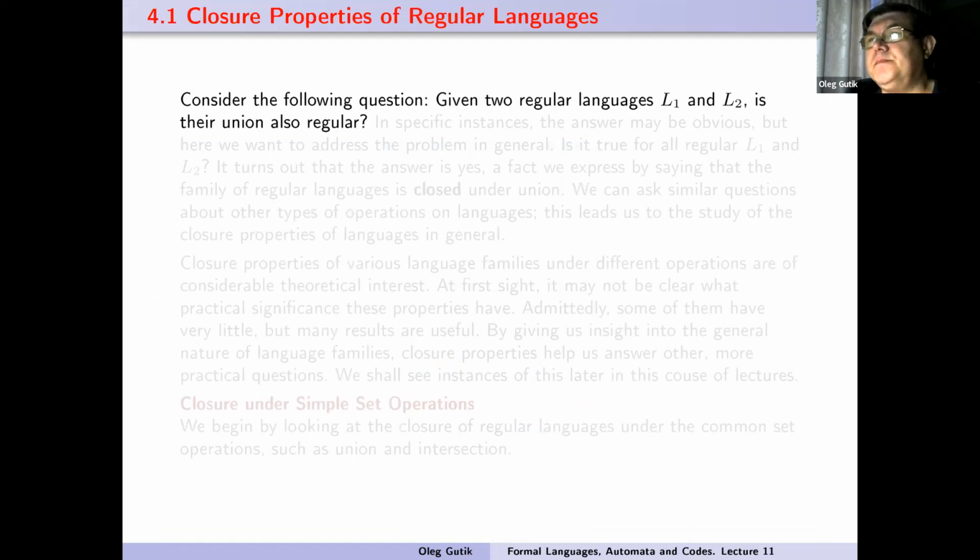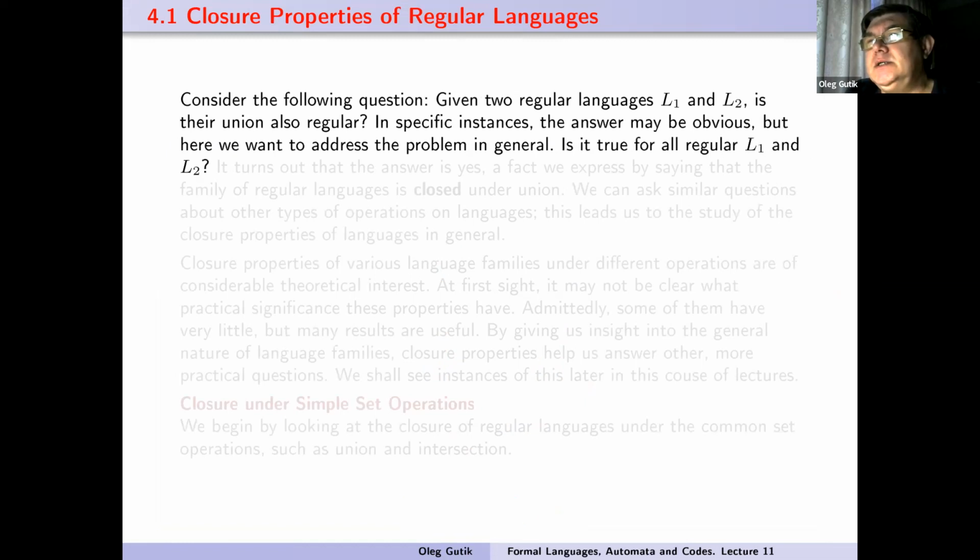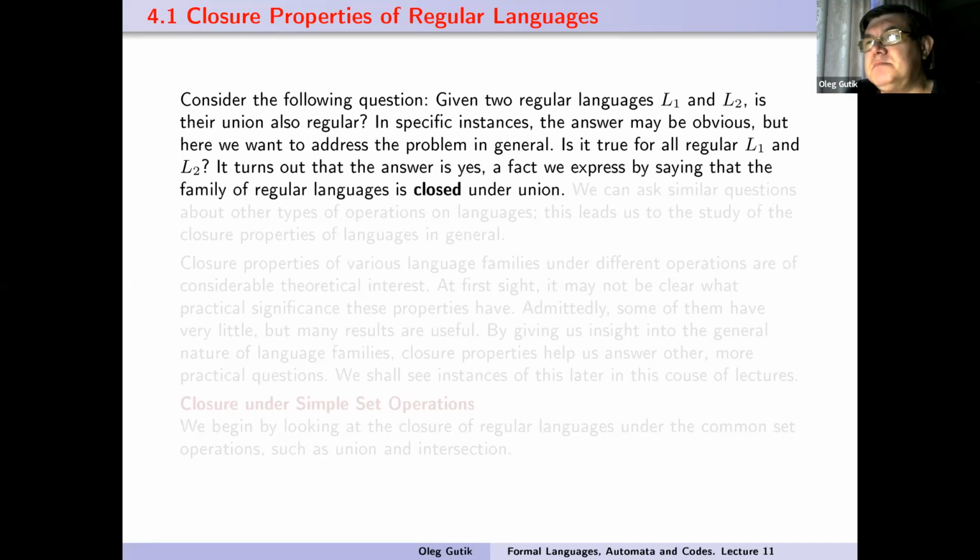Here is the following question. Given two languages, L1 and L2, is their union also regular? In a specific instance, the answer may be obvious, but here we want to address the problem in general. Is it true for all regular languages L1, L2? It turns out that the answer is yes, a fact we express by saying that the family of regular languages is closed under union.